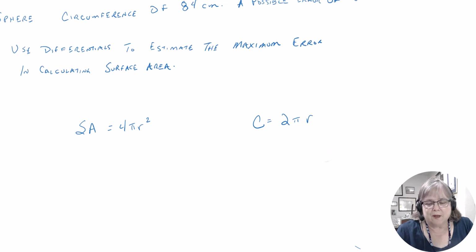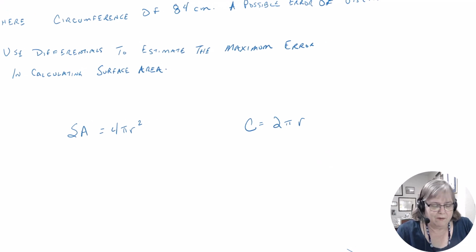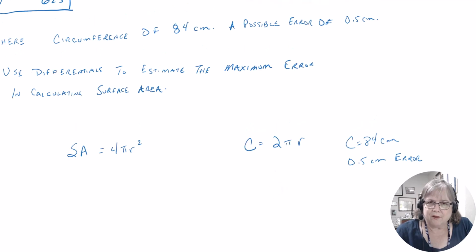So we have the circumference for a circle is 2 pi r. We know that the circumference is 84 centimeters. And we know that the error could be, just because of maybe what you were measuring with was a little twitchy, a little bit off, you weren't really sure, that there could be a 0.5 centimeter error in your measurement.